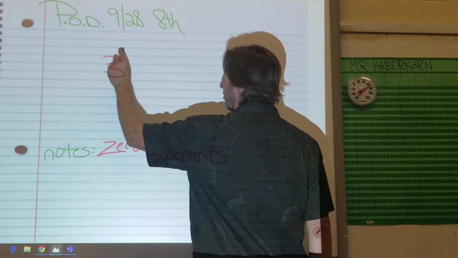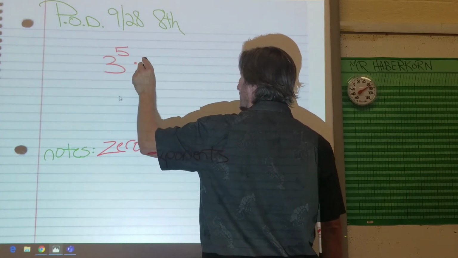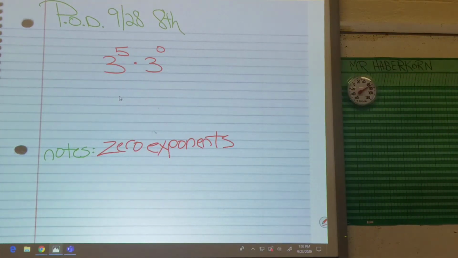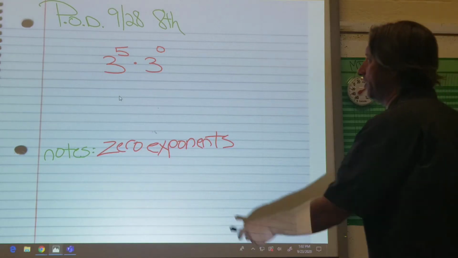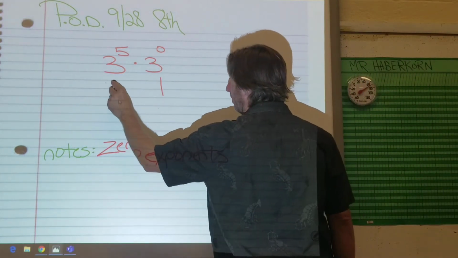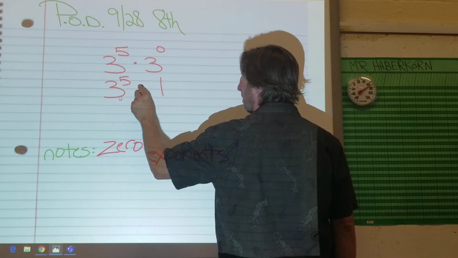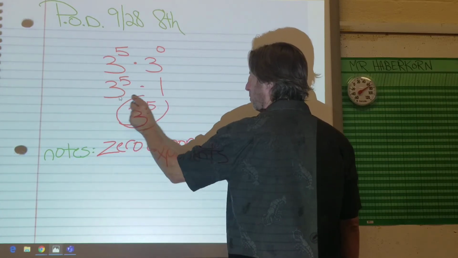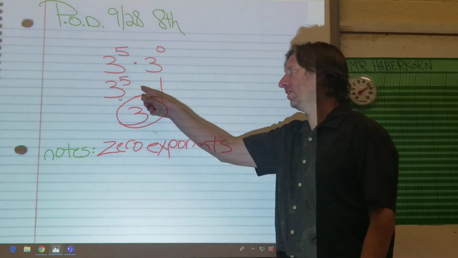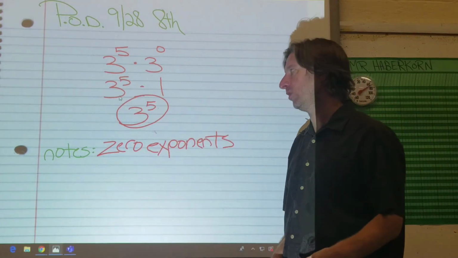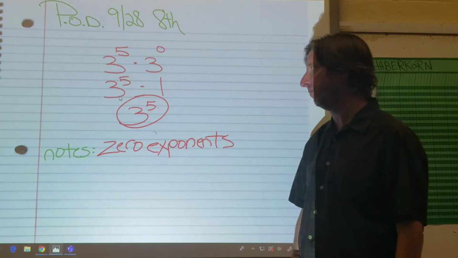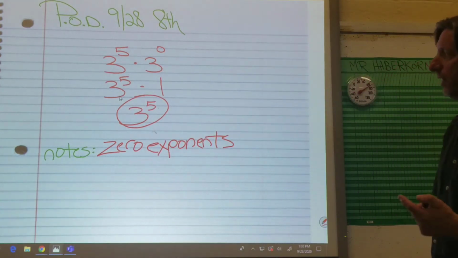So say we had 3 to the 5th times 3 to the 0. There's a couple ways to go about this problem. I could say, oh, anything to the 0 power is 1. Then I have 3 to the 5th times 1, which is just 3 to the 5th, right? So there's one way to do it. Anything times 1 is the number itself. 7 times 1 is 7. 5 times 1 is 5. 3 to the 5th times 1 is 3 to the 5th. So that's one way to do it.